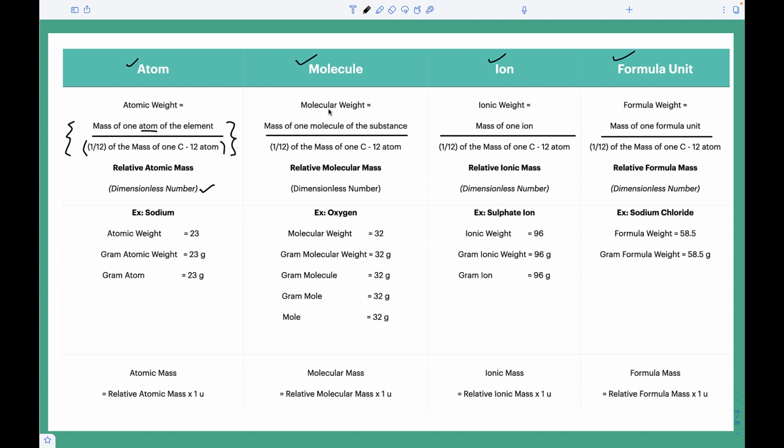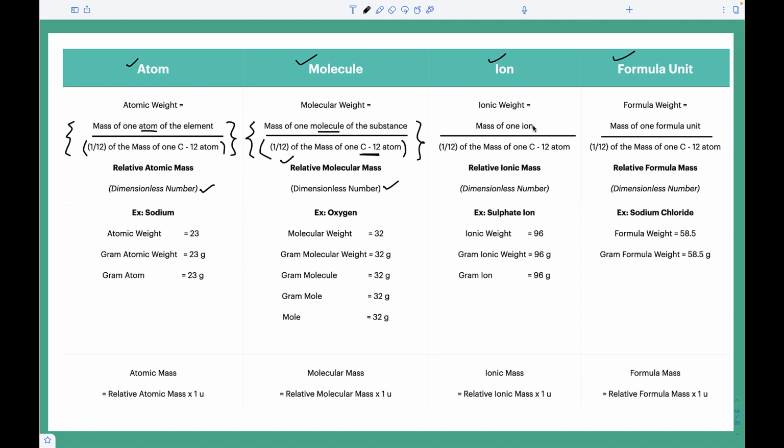Similarly, for molecules, we can define molecular weight as the ratio between mass of one molecule of the substance and 1/12 of the mass of one atom of C12 isotope. That is our reference. Again, relative molecular mass is a better name for molecular weight. So, molecular weight and relative molecular mass are one and the same. Again, because molecular weight or relative molecular mass is a ratio between two masses, it is also a dimensionless number.